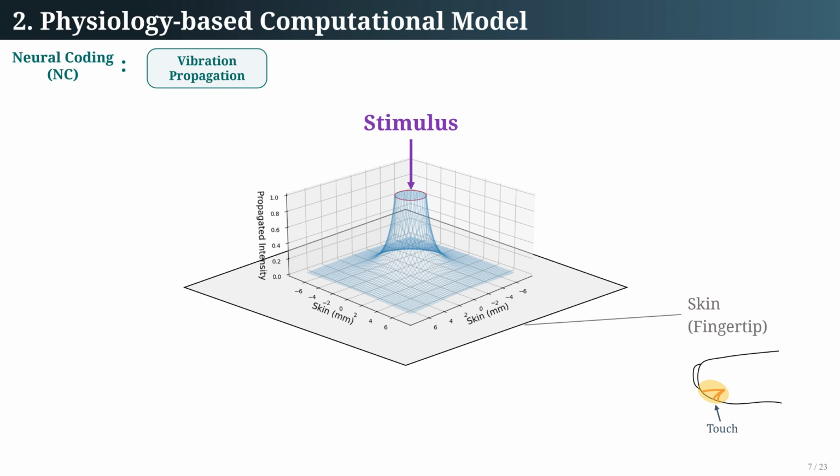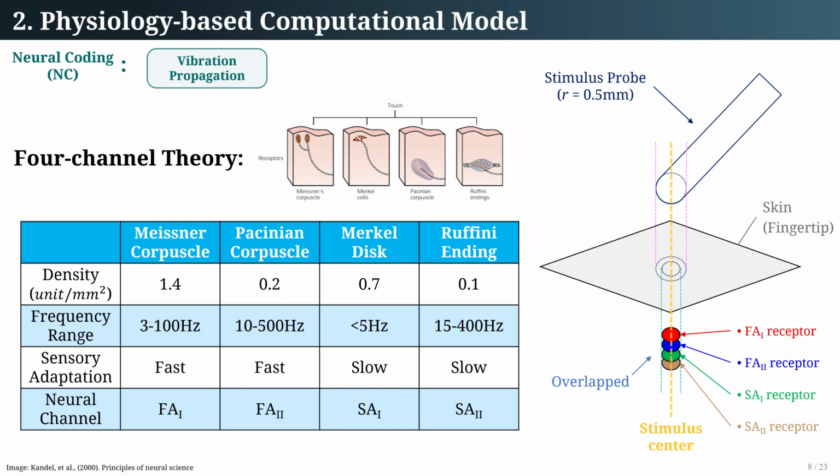The neural coding process simulates mechanoreceptors under the skin and the human tactile neural network system. Let's imagine that a vibration is given to the skin. We simulate the propagation of the vibration, which decreases by the square as the distance from the stimulus center increases. We then apply the four-channel theory about characteristics of four types of mechanoreceptors. First, we assume the single-point stimulation, and four mechanoreceptors are co-located at the center location.